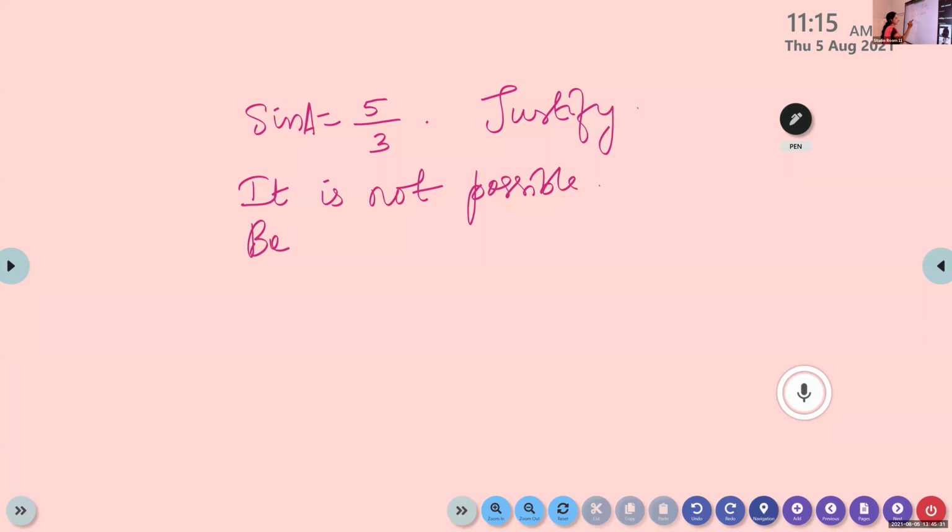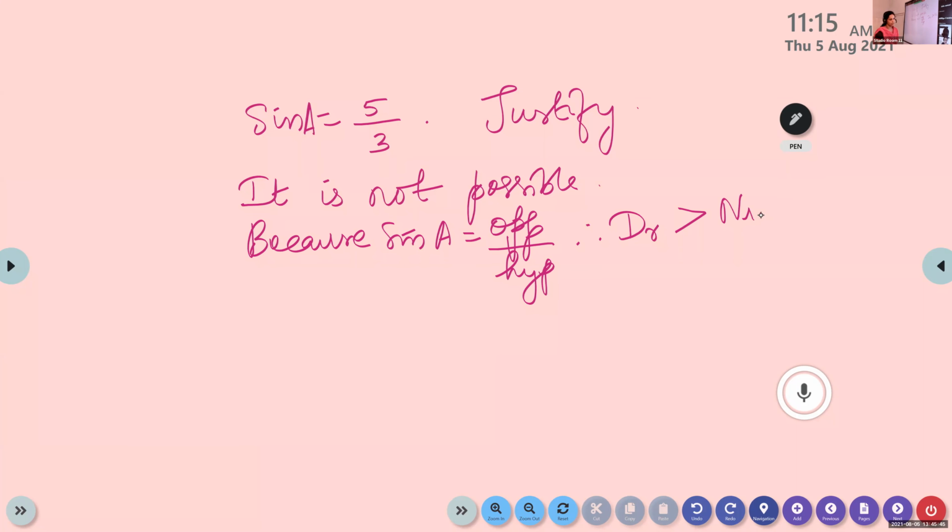Because we can write the definition. Sin A is equal to opposite by hypotenuse. Therefore, the denominator must be greater than the numerator. But look here, the numerator is bigger, which is not possible. Is it clear? If they give it like this, look, hypotenuse is 3. Is it possible? Which is not possible.